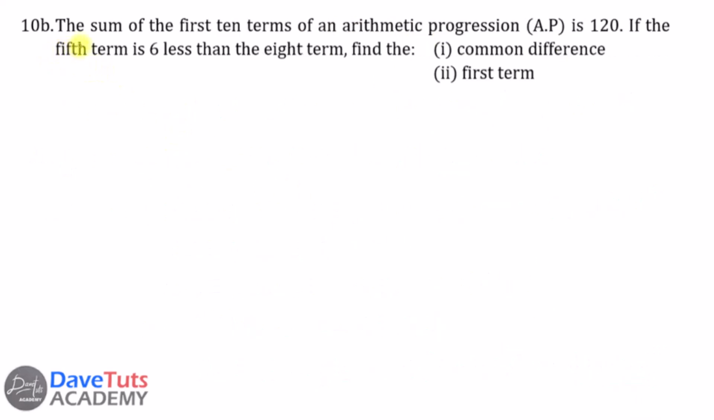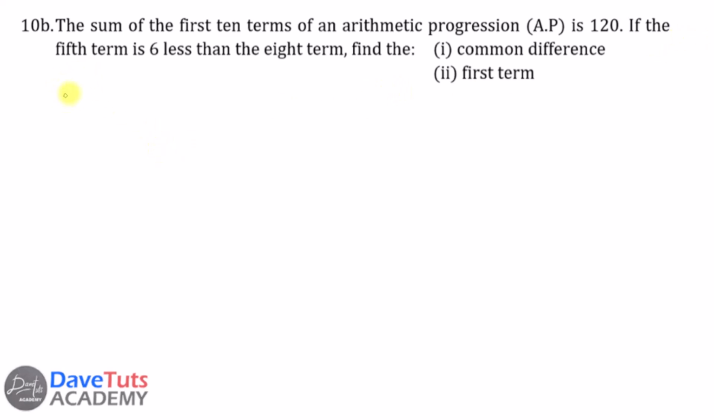In this question, we are told that the sum of the first 10 terms of an arithmetic progression, that is an AP, is 120, and of course that's telling us that this is a question in sequence and series. Now, if the fifth term is 6 less than the 8th term, we are to find the common difference and the first term.